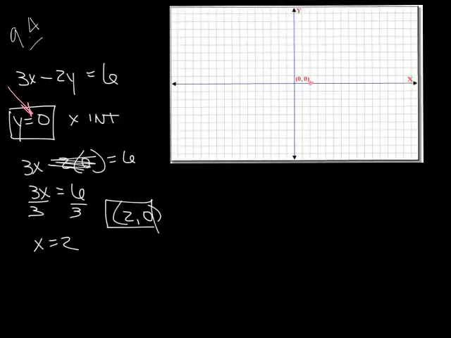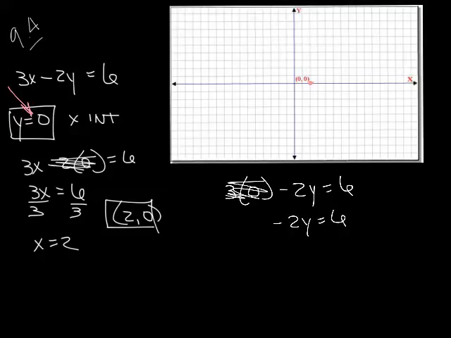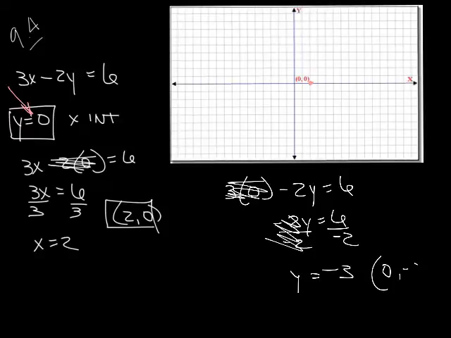Now if I wanted to find the y-intercept, I would put 0 in for x and solve for y. So 3 times 0 is 0. See how easy that is? Negative 2y equals 6. I divide by negative 2. Divide by negative 2. That goes away. Y equals 6 over negative 2, which is negative 3. So my y-intercept is negative 3, and my coordinates are 0, negative 3.